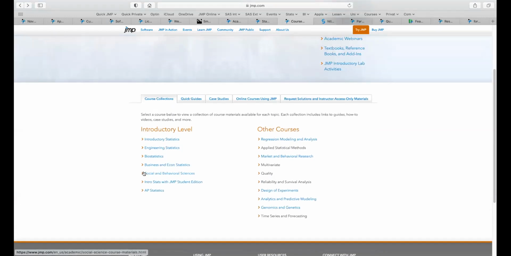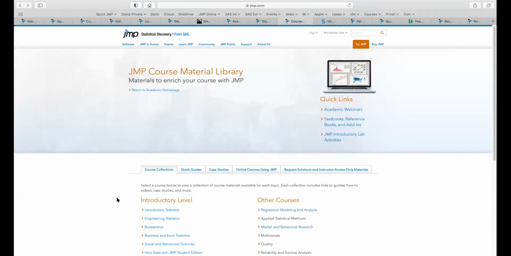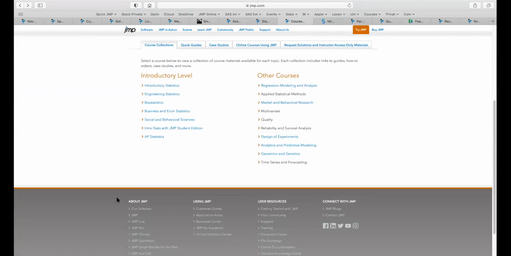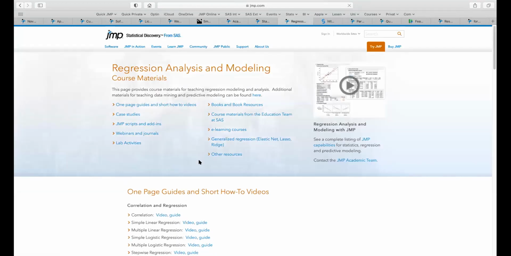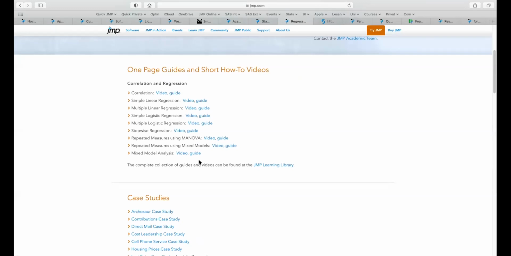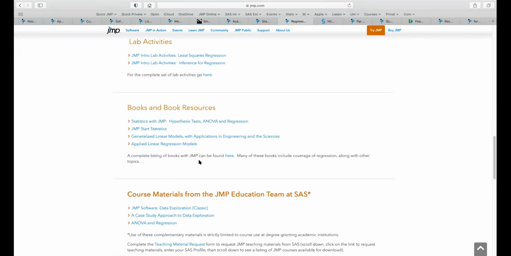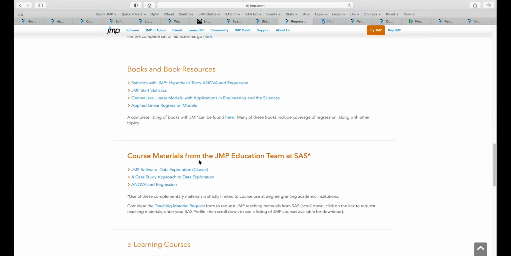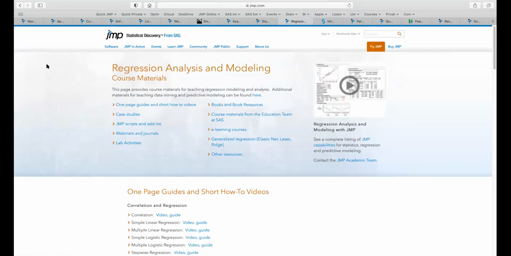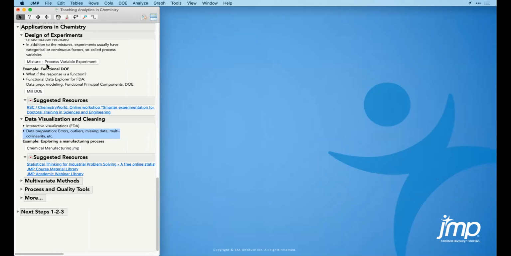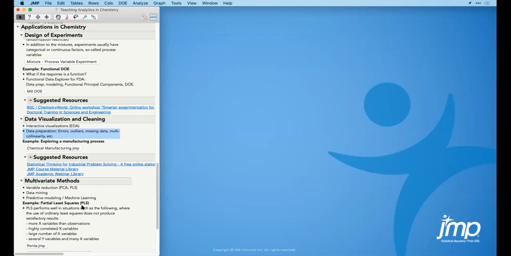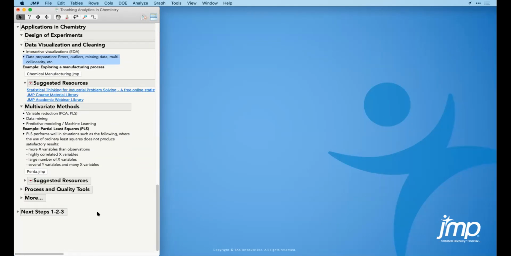And we also have course material freely available for you. So if you want to teach introductory statistics or regression modeling analysis, choose that type of course and then see which guides and case studies and demonstrators, lab activities, and books can support you. There's no green field if you want to use JMP for teaching.